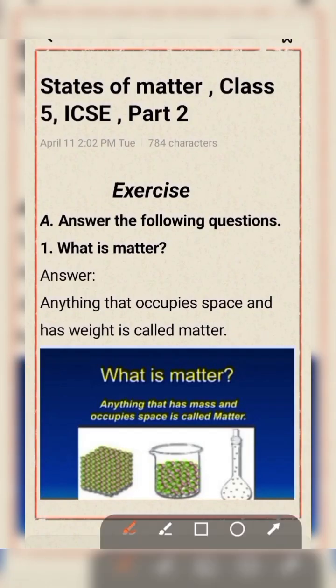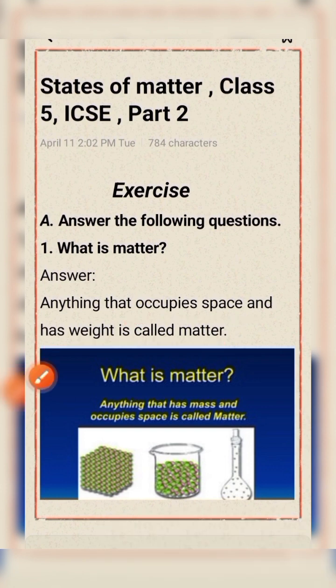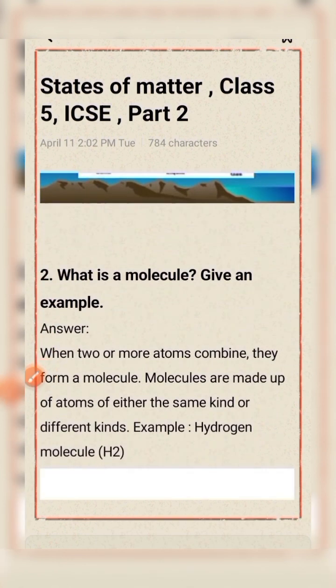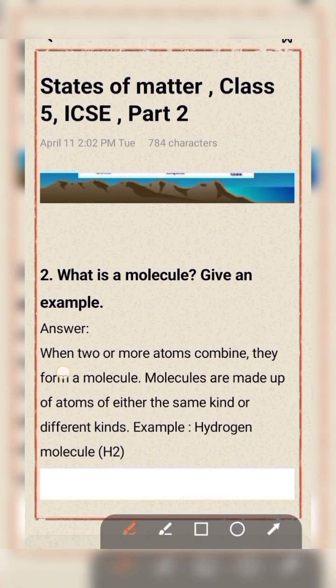Now, what is matter? Anything that occupies space and has weight is called matter. Matter is of three types, that is solid, liquid and gas. Okay, next question. What is a molecule? Give an example. When two or more atoms combine, they form a molecule. Molecules are made of atoms of either the same kind or different kinds.